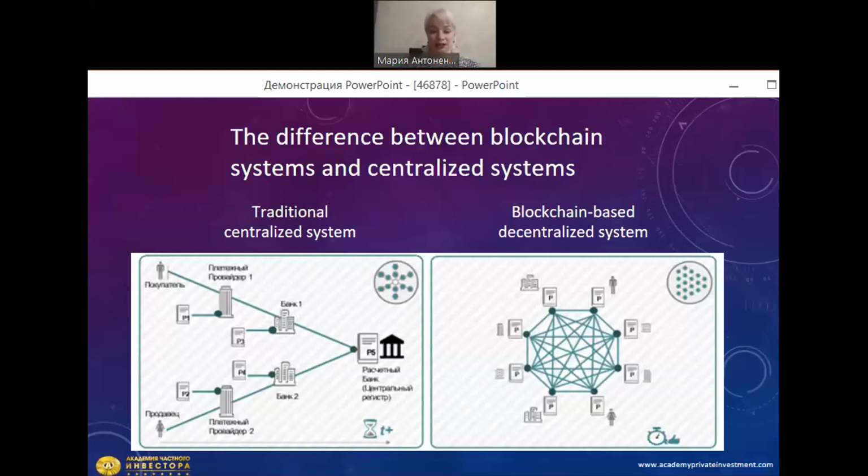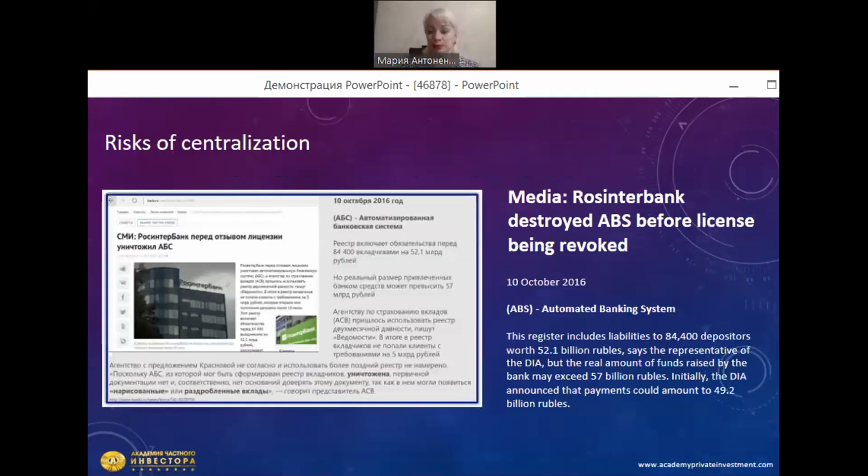I won't dive into details about the difference between blockchain systems, centralized and decentralized systems, because you've learned it from Rita. But as for the benefits for users, someone in the chat, I read it, says that it will be transparent, and this transparency means total control. But if we have nothing to hide, then it should be transparent.